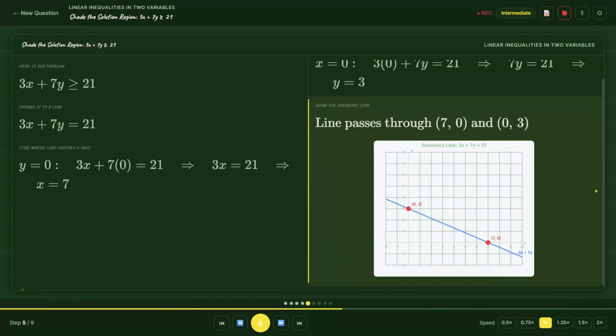Now we connect these 2 points with a straight line. Because our sign is greater than or equal, we draw a solid line, not a dashed one. The equal part means points on the line are included.